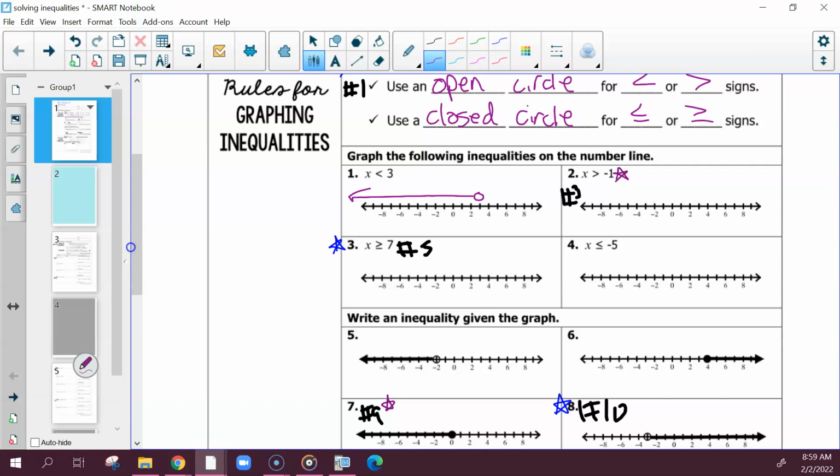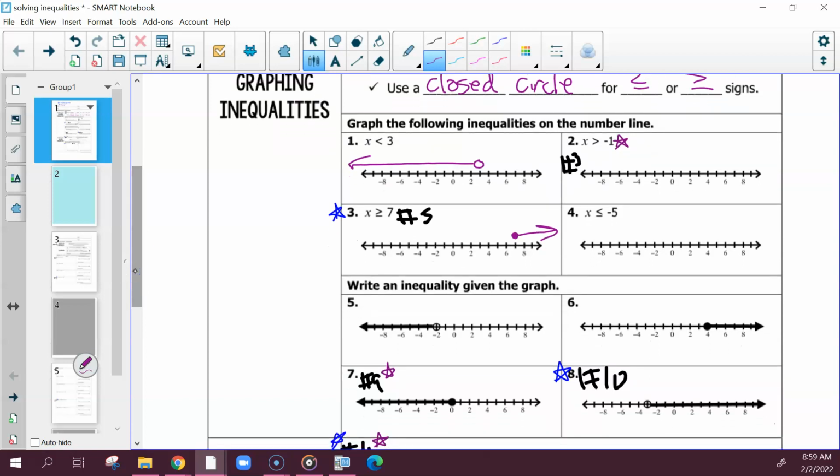What about number 3? If I had x is greater than or equal to 7, open or close? Closed. Close at 7. You can draw a circle, fill it in, and that would go to the left or to the right? To the right.